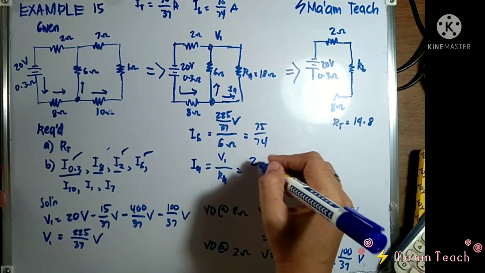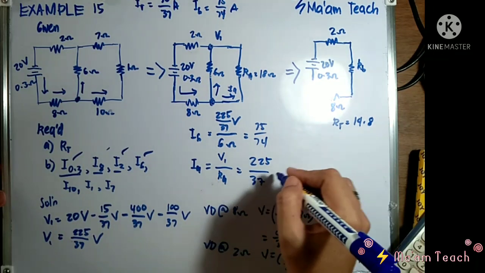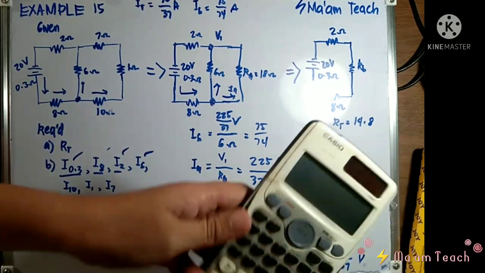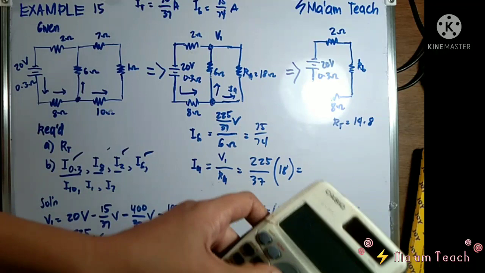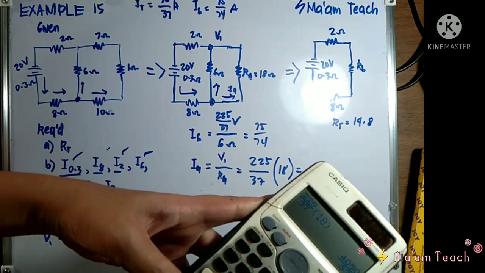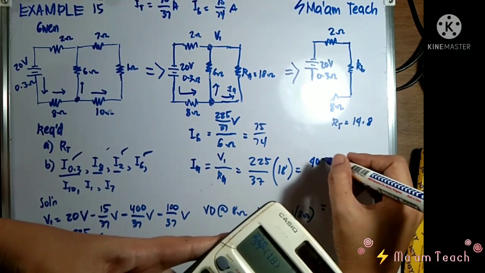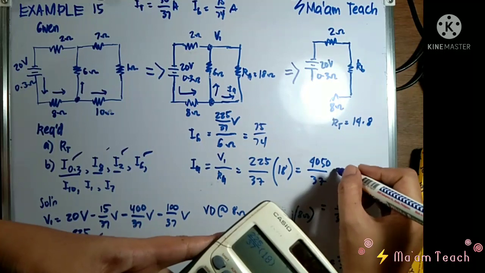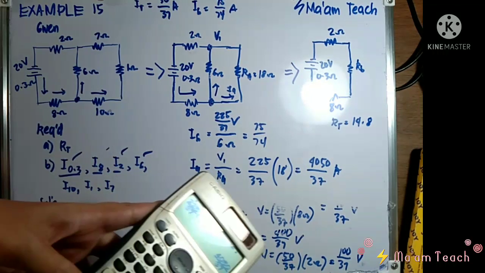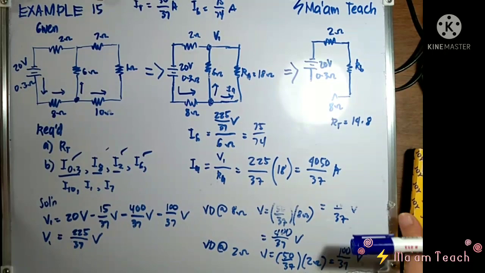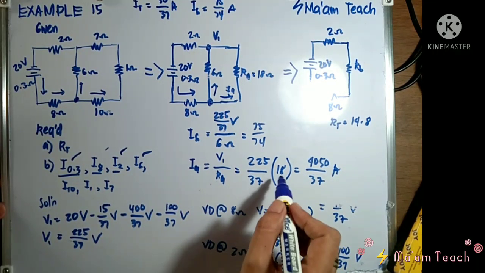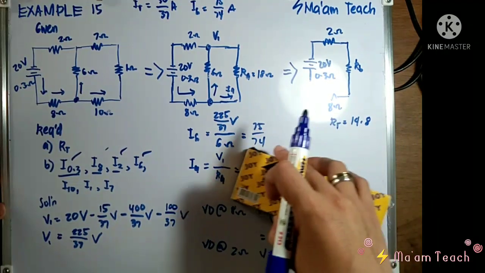So, using 225 over 37 and your R sub A, which is 18 ohms, you'll have 225 over 37 times 18, which is 4,050 over 37 amperes. I'm sorry, class. This is supposedly 225 over 37 over 18. It should not be multiplication. I'm sorry. Kindly correct that.